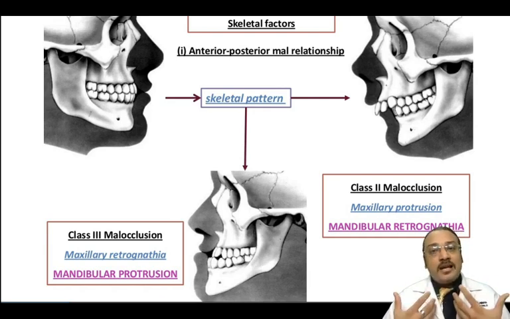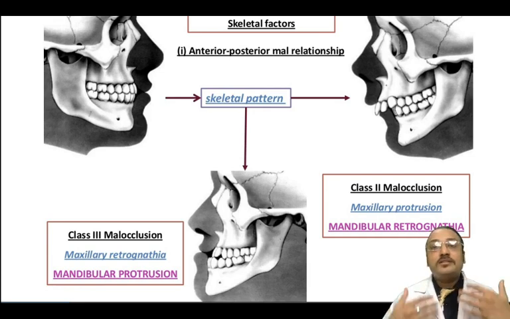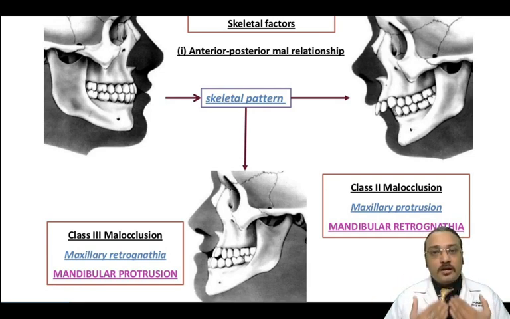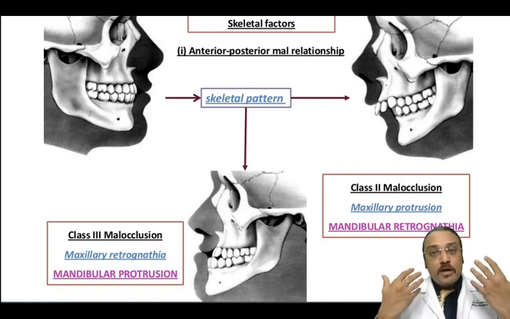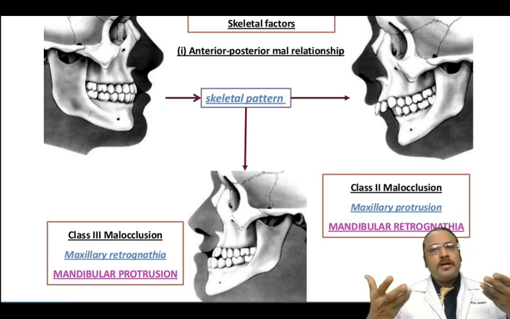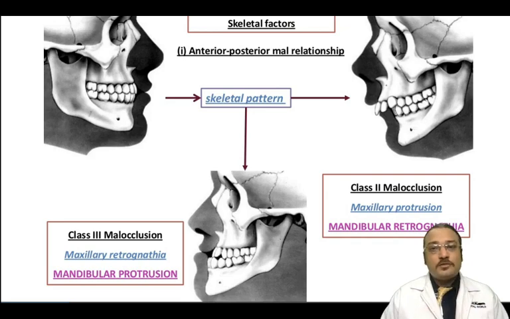What happens in a skeletal class 2? In a skeletal class 2, your upper jaw is quite ahead or sometimes your lower jaw is quite behind. What happens in skeletal class 3 is your lower jaw becomes quite ahead compared to that of the upper jaw, or your upper jaw becomes quite behind. So today's case is going to be about a skeletal class 3 relationship.